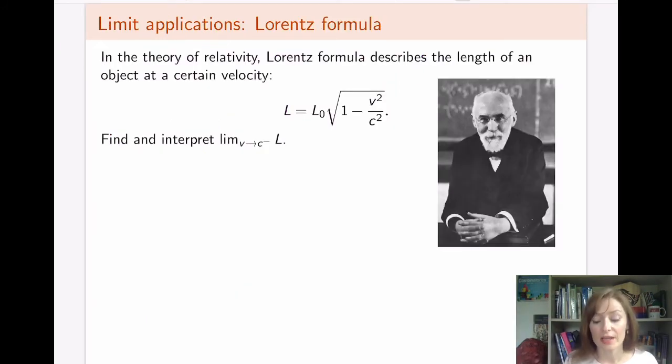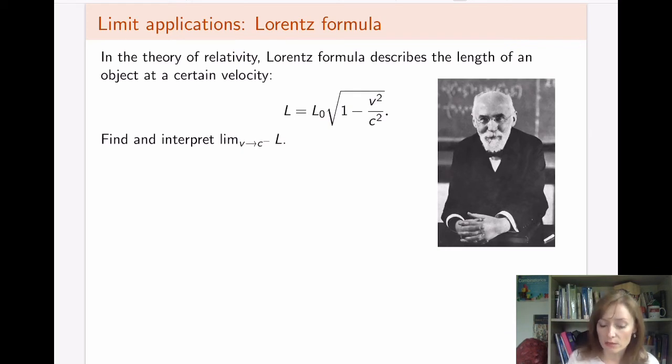Let's take a look now at our very first application here, the Lorentz formula. Hendrik Lorentz was a Dutch physicist, and he was actually a Nobel Prize laureate. He won a Nobel Prize in 1902. He's one of the most influential physicists of our time. He's the one that laid the foundations for the special theory of relativity, as well as some of the quantum theory that physicists are working on today.